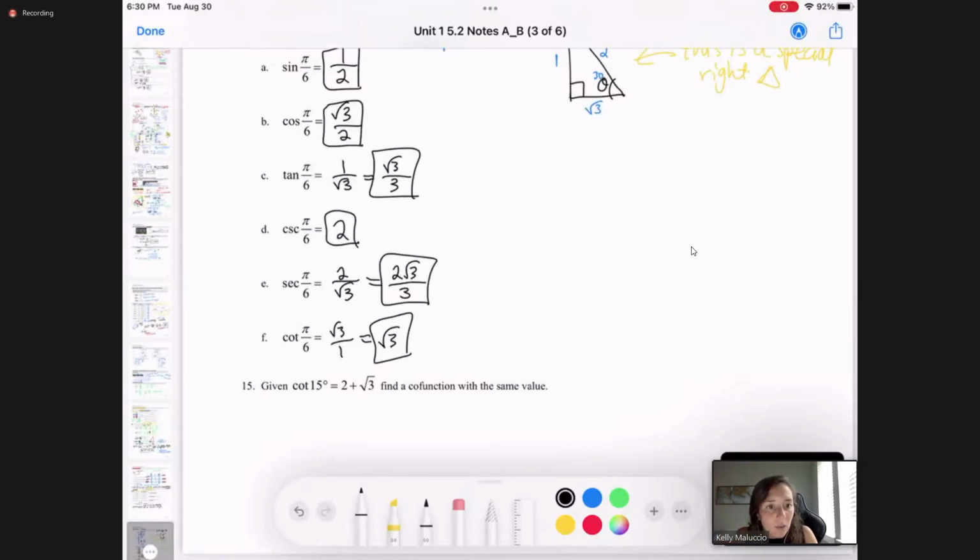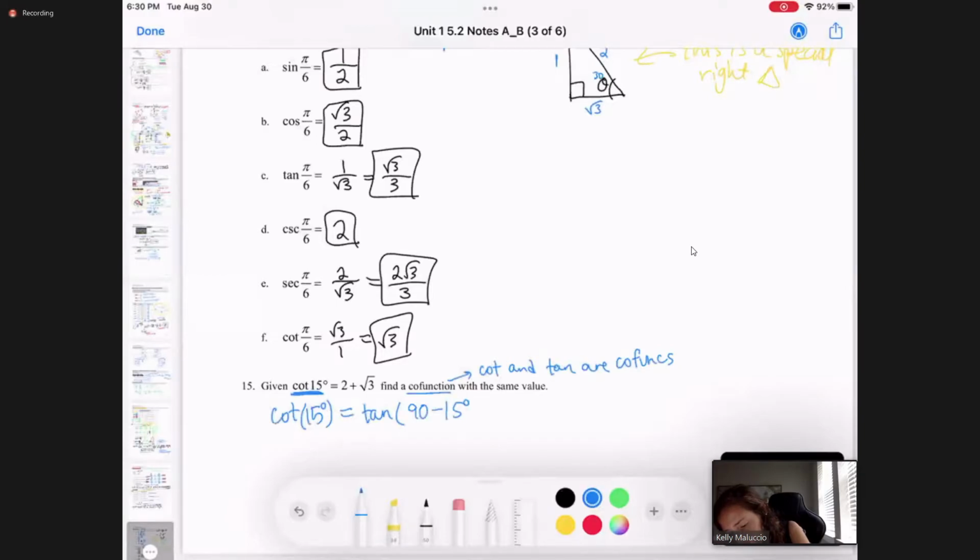And this last question here, it's saying given cotangent of 15, find a cofunction. So again, this is just practicing what we just saw. So a cofunction, we have cotangent. Cotangent and tangent are cofunctions, right? So that means that cotangent of 15 degrees is tangent of 90 minus 15 degrees.